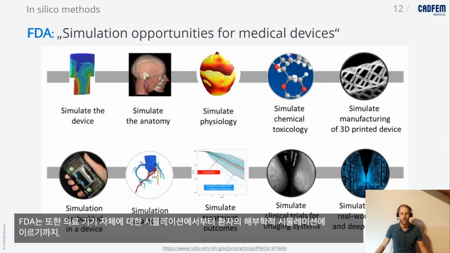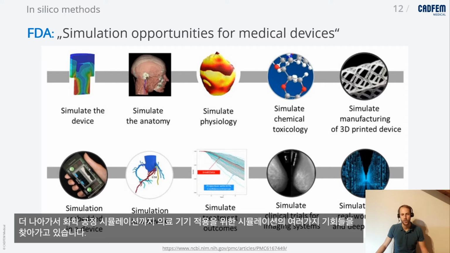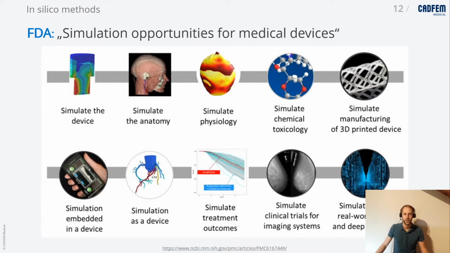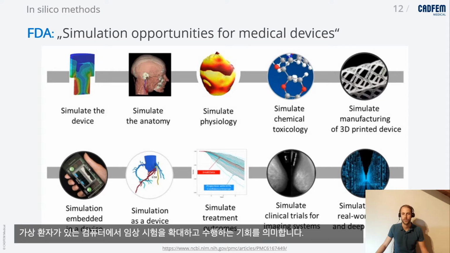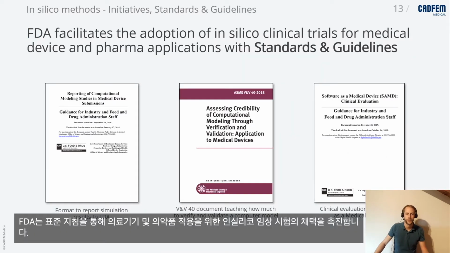The FDA also sees several opportunities for simulation for medical devices, as you can see here on this slide. From simulation of the medical device itself, to simulation of the anatomy of a patient, over to simulation of chemical processes, simulation embedded in a device to predict processes and reactions of a patient, up to simulation of clinical trials themselves, meaning augmenting and performing some of the clinical trials on a computer with virtual patients. The FDA facilitates the adoption of in silico clinical trials for medical device and pharma applications with standards and guidelines.